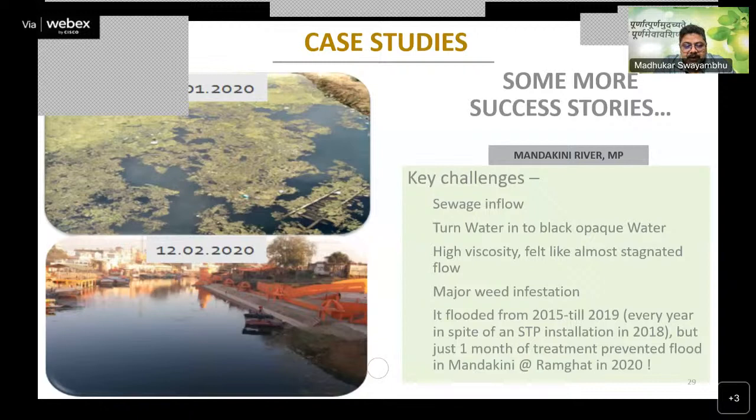Now the problem started here in the year 2015 for the first time, when the Mandakini River flooded for the first time. Now this is a very small river, just about 58 kilometers.